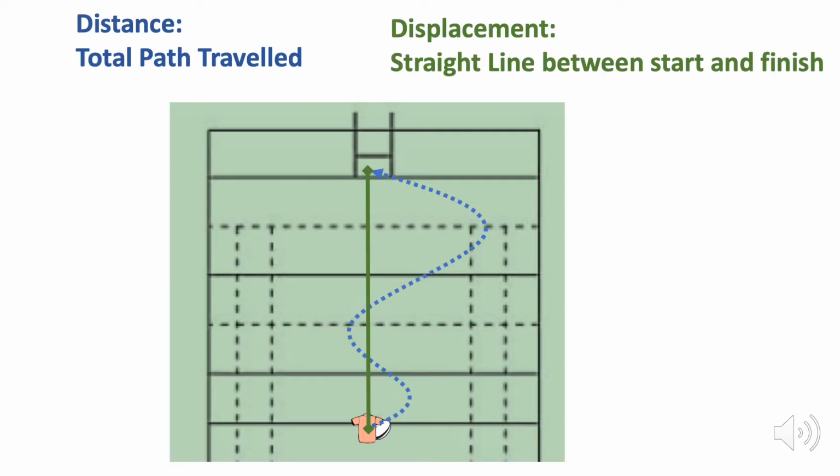So we can use that in examples like this one here, where with that rugby player, we might be interested in how far they need to go to the try line. Some might be talking about how far in terms of the total path travelled, so how far they actually need to travel to get there. And the other way you might define it is the straight line between start and finish. So you might say that they're 60 metres away from the try line, or they travelled 60 metres. But that would be displacement, whereas the distance might be more than that.